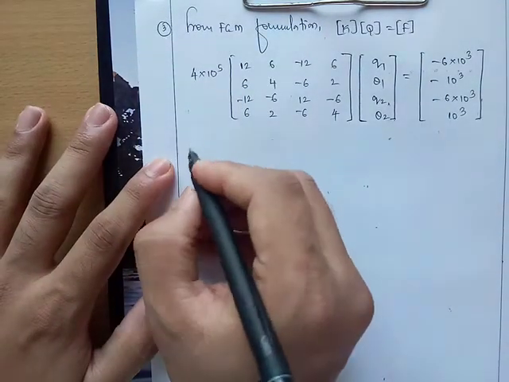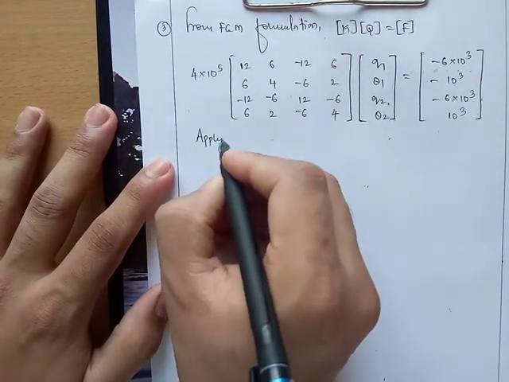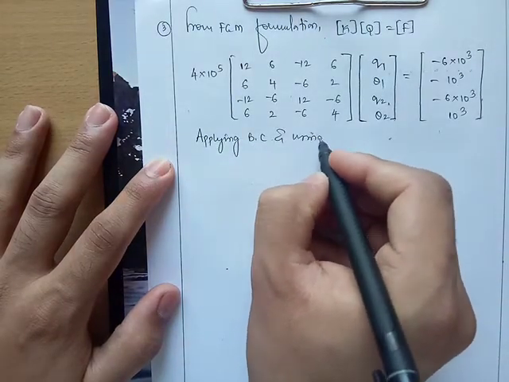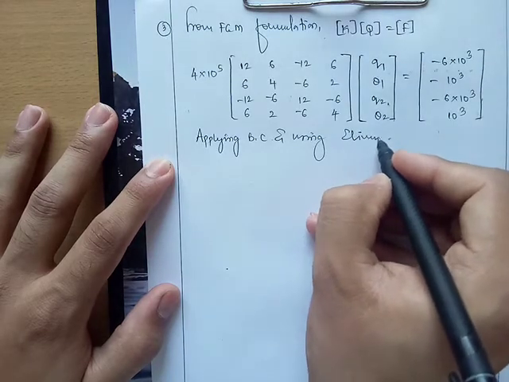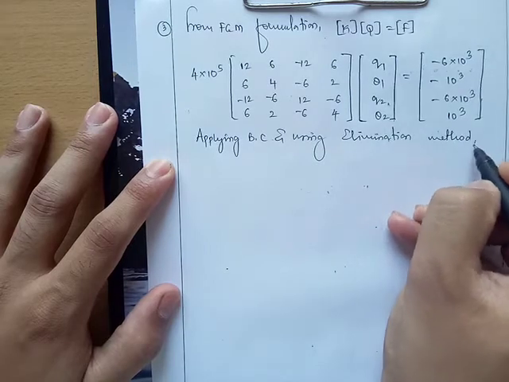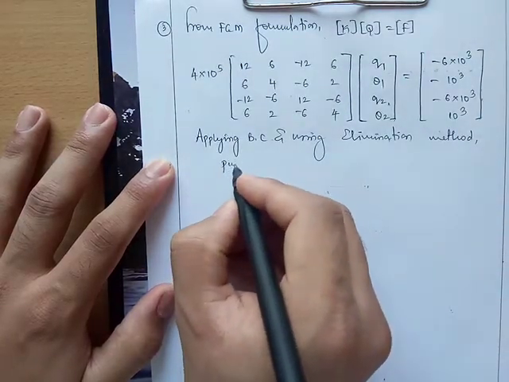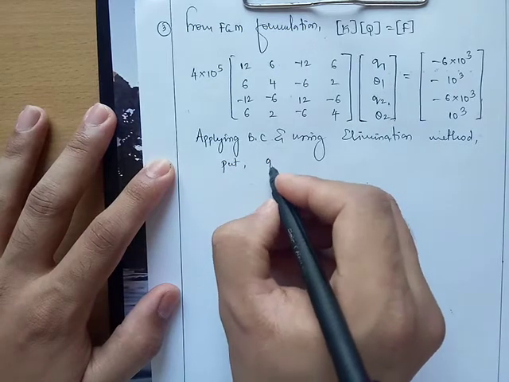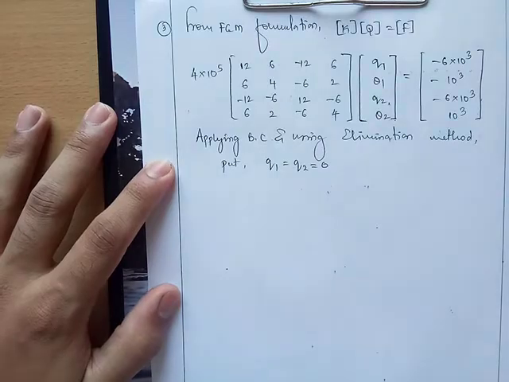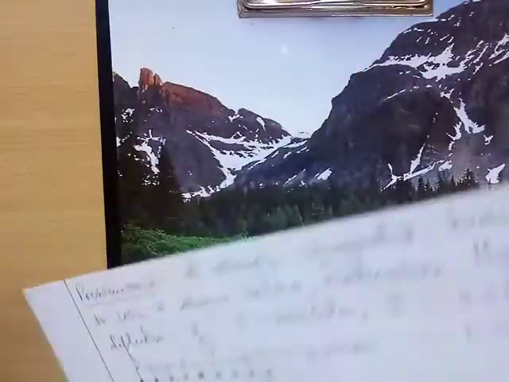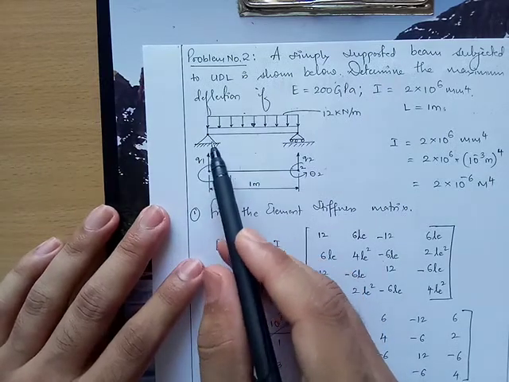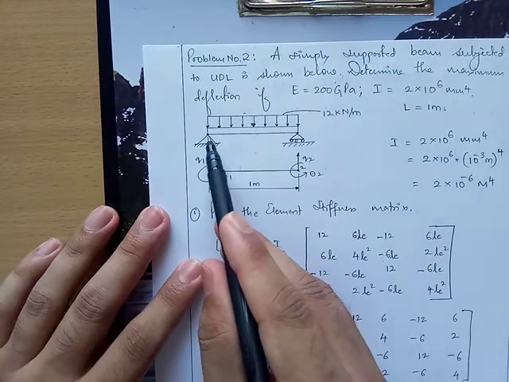Now applying boundary conditions and using the elimination method, we need to put Q1 and Q2 as 0. These boundary conditions are important, and how you decide these things matters. If you look at the figure he has given us, at one end, that is at node 1, it is pinned.